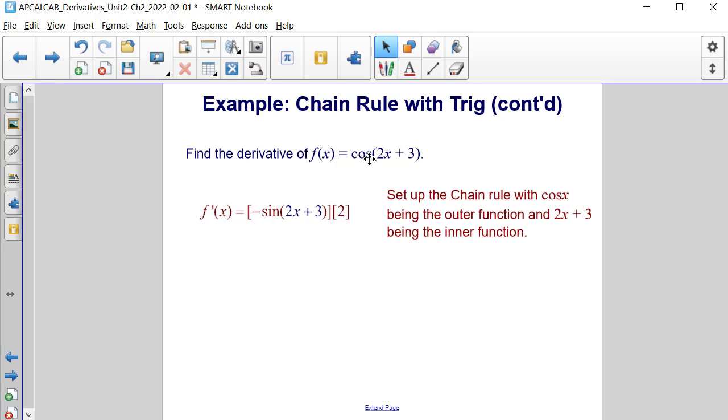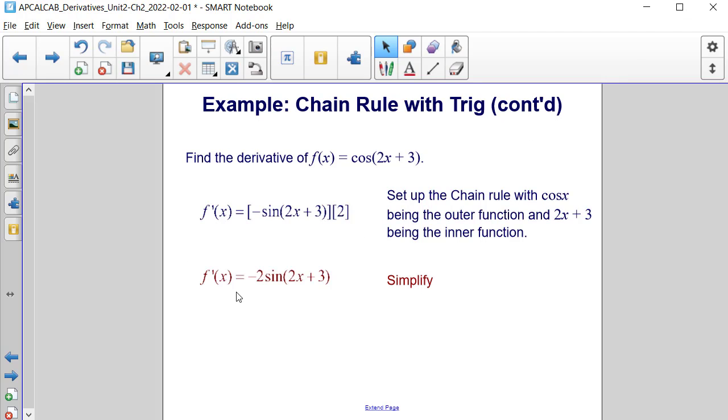So first we take the derivative of cosine, which is negative sine. We keep the angle equivalent to what it originally is, and then by the chain rule we take the derivative of that angle. And this is what we have. Then the solution simplifies to be negative 2 sine of the quantity 2x plus 3.